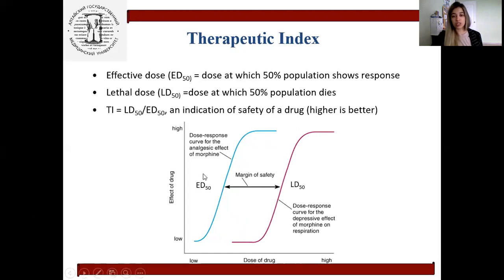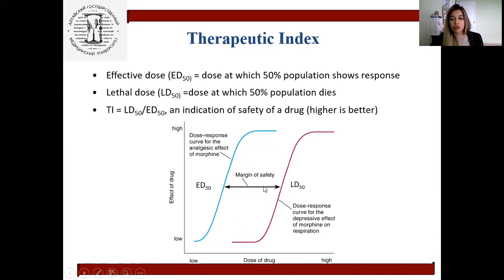So here we show this. What can we see in our therapeutic index? If the effect of the drug in the effective dose is somewhere here, and the lethal effect of the drug is here.